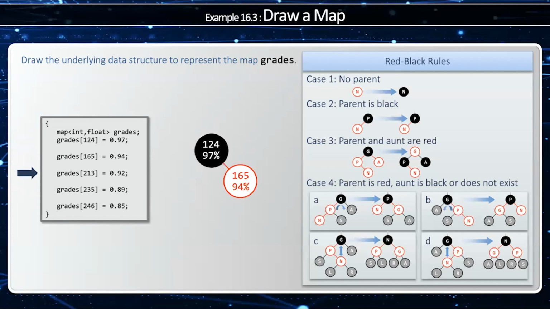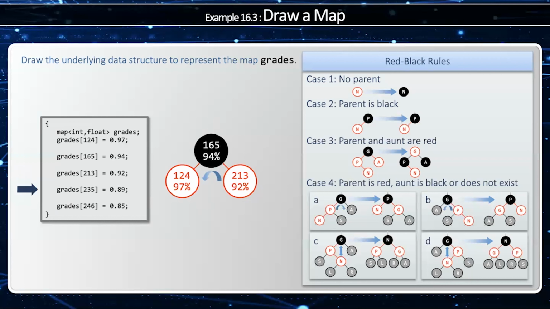Now, 213 is greater than 124 and greater than 165, so it goes to the bottom right of 165. I'm going to add a red node, but I can't have 2 red nodes in a row. Now, this is going to activate case number 4B, where the parent is red and the aunt is black, and I'm going to perform a rotation.